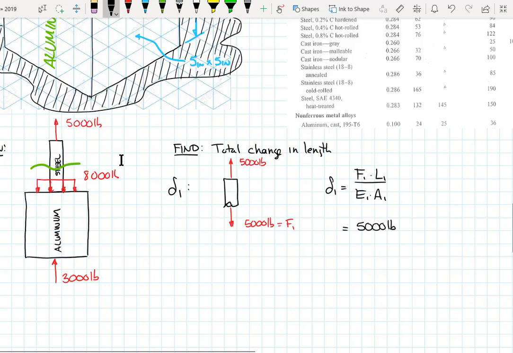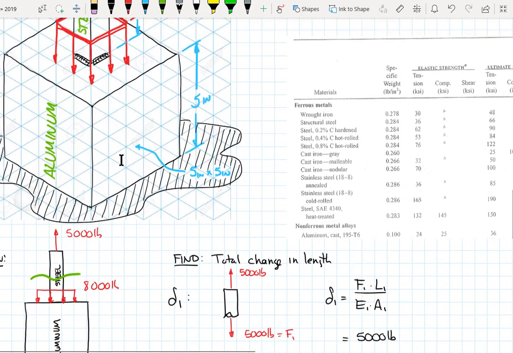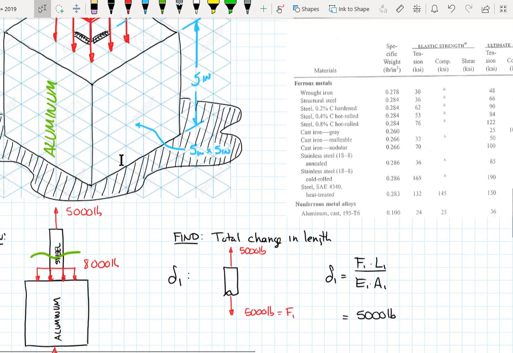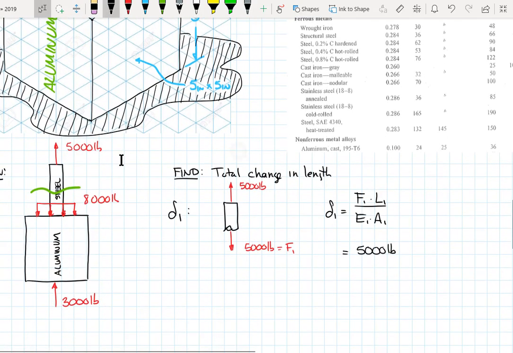L1, some people get this a little bit confused, because they cut the free body diagram open and they want to say, well, L1 must be whatever this length is. But that's not what we're talking about. When you cut it open, you're not redefining the length of it, you're just trying to see what's going on inside of it. So L1 is the length of section 1, which according to this picture was 4 inches. So the original length is 4 inches.